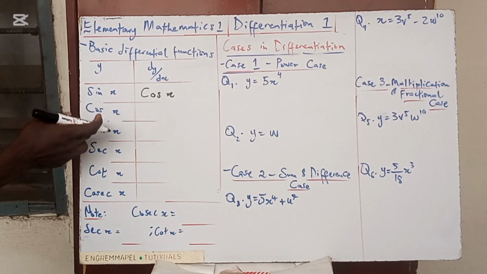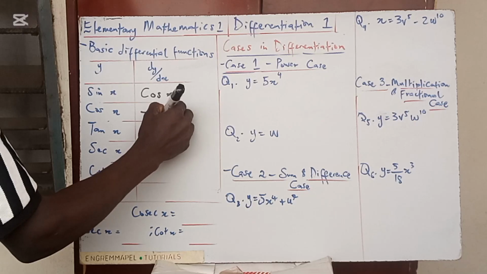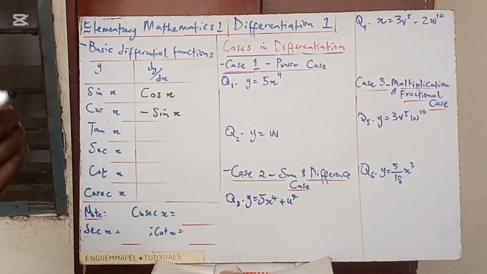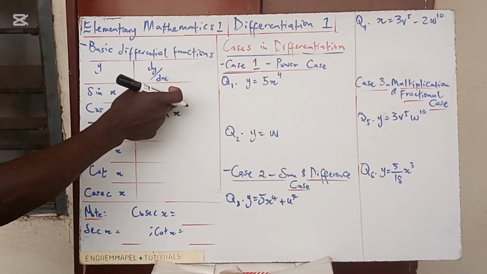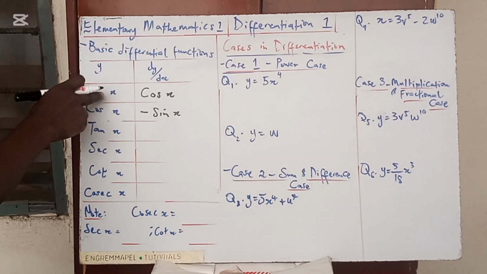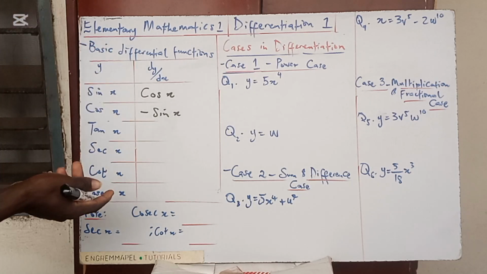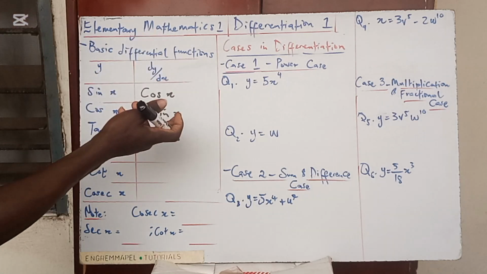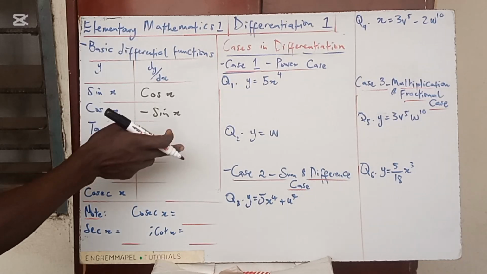Then for cos, if you are differentiating cos x, we have minus sine x. Now the logic is, when you differentiate cos x, you get minus sine x, so if you integrate it back, you get this back. The same thing here. Since differentiation is the opposite of integration, whatever you differentiate to get the answer, if you integrate it back, it must give you that. So that's just the logic.